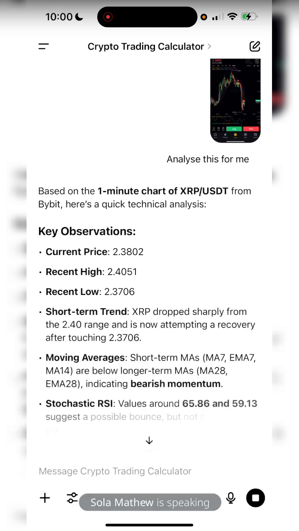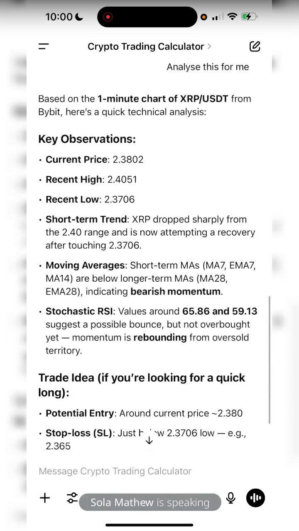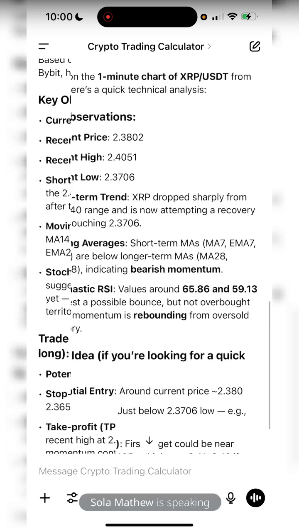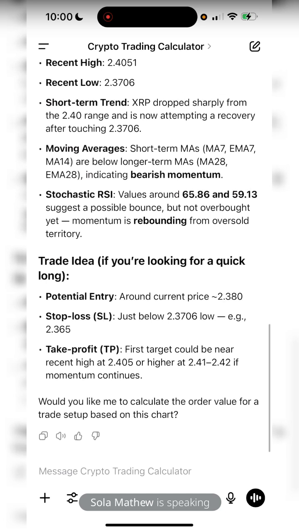You see, it's based on the 1 minute chart of XRP USDT from ByBit. Here is a quick analysis. Current price, recent lows, short term, dropped sharply from 2 point something, moving average, stochastic. Now, this is the trade idea. If you are looking for a quick long, potential entry around current price, 2.3 something, stop loss, and then take profit. First target could be near recent highs. Can you see how it's analyzed it now?